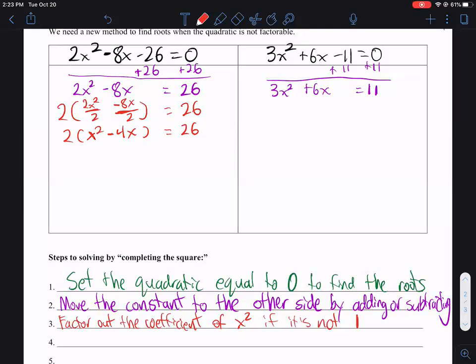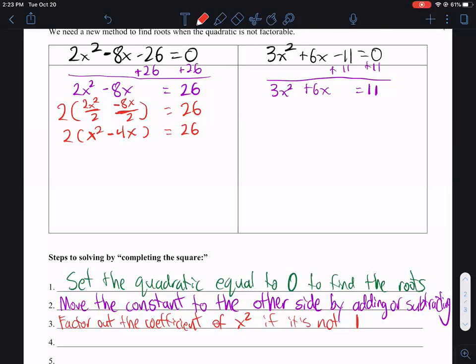Okay, so I just got asked a good question. The question was, how come we don't also factor out an x? Because they do have an x in common. And that would be correct if the instructions were to factor by GCF or greatest common factor. But this time we do not want to factor out the x because that would not help us achieve our end goal. So we always only factor out the coefficient for this method of completing the square.